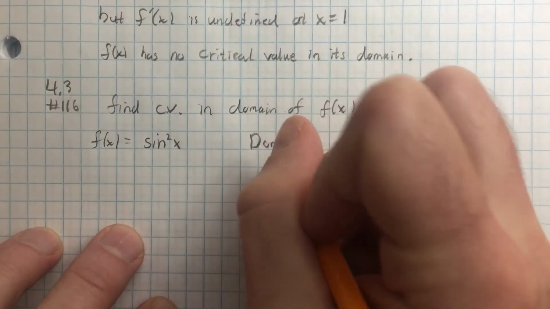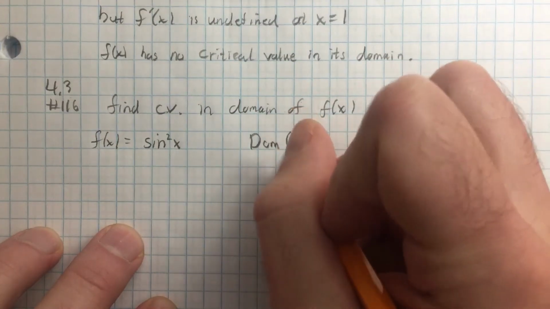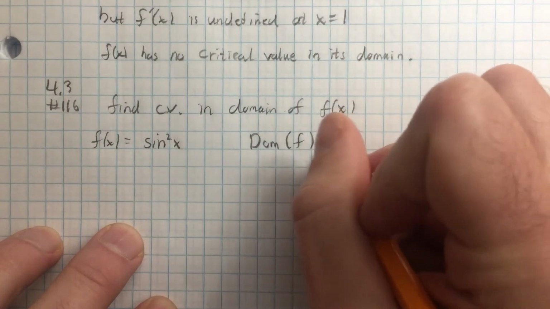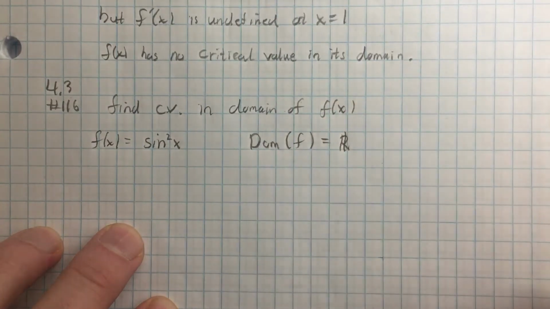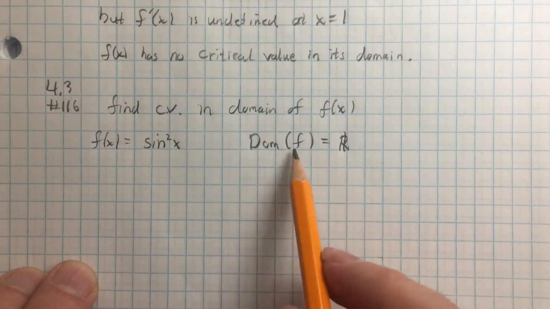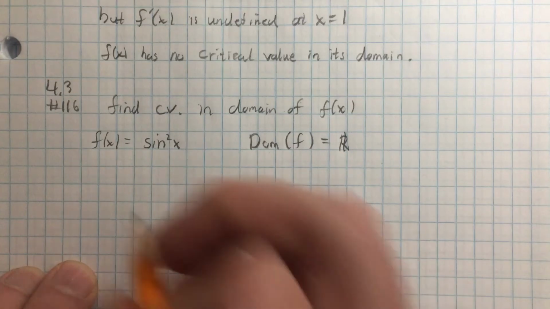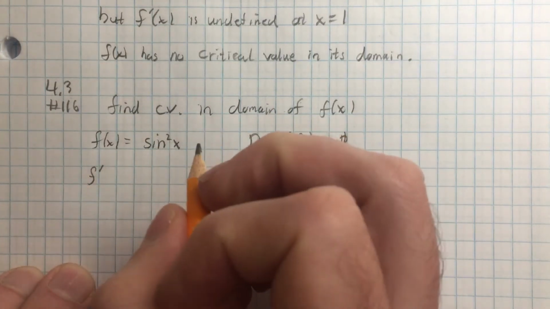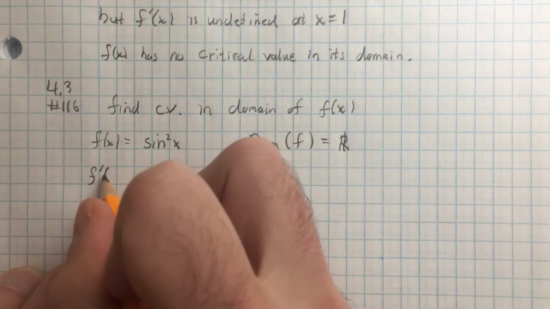Well, we know the domain of sine is all reals, so just squaring it should not change that whatsoever. So all reals, no concerns whatsoever. So if we find any critical values right now, they're certainly in the domain, because the domain includes all real numbers. All right, so we need to take the derivative and do two things with it. Set it equal to 0 and think about it as being undefined and see which x's make this true.